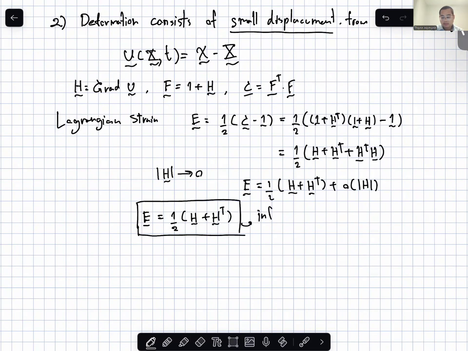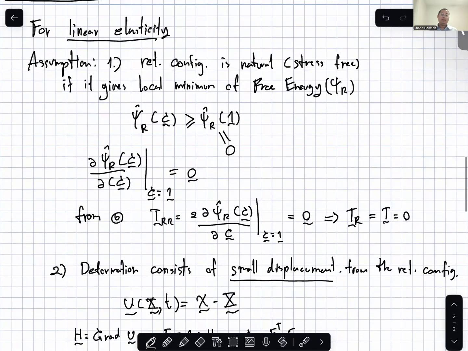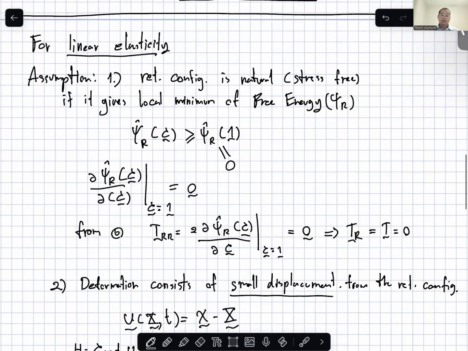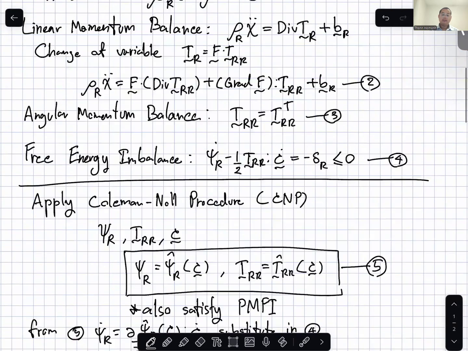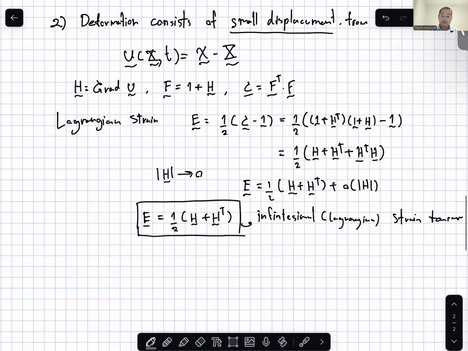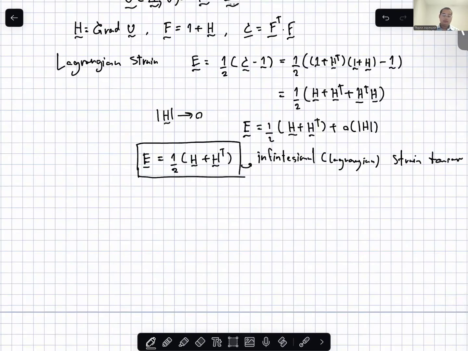This one can be called the infinitesimal Lagrangian strain tensor. Okay, so now we have the assumptions for linear elasticity. So we can build and develop the governing equation by using the equations from the previous lecture and these assumptions. So we can go on.